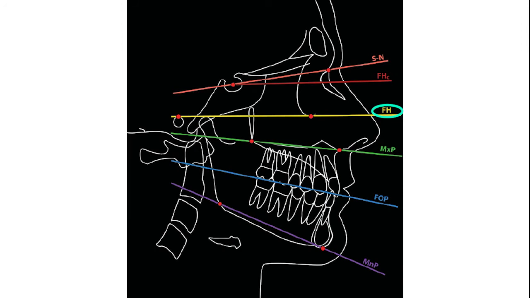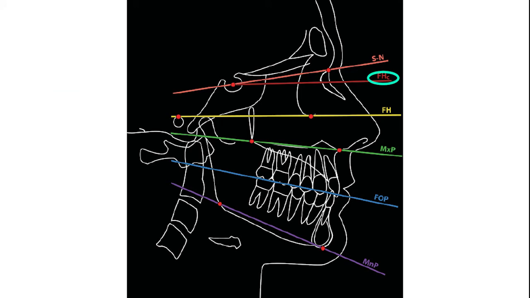The next is also a very famous plane, the Frankfurt horizontal plane. It is frequently abbreviated as the FH plane. It is a horizontal line connecting the cephalometric landmarks porion and orbitale.